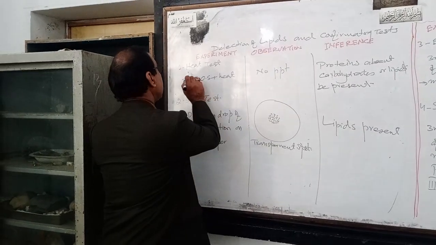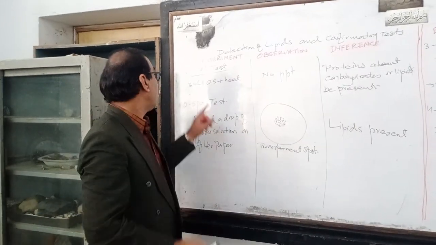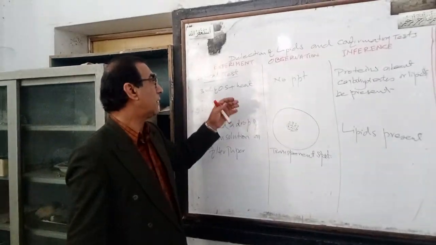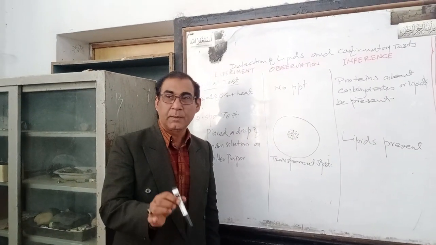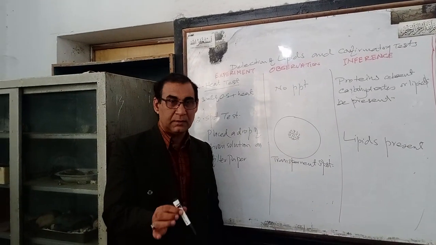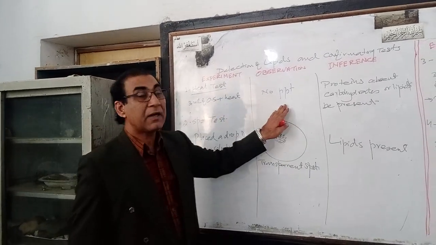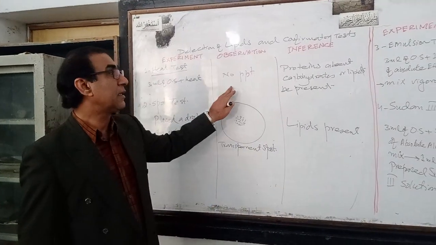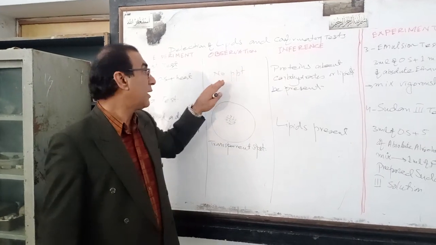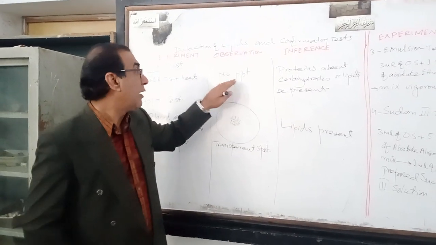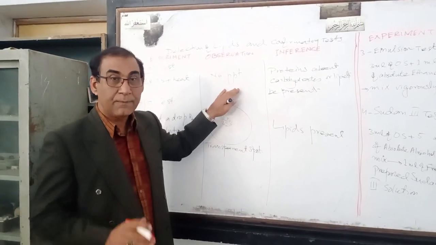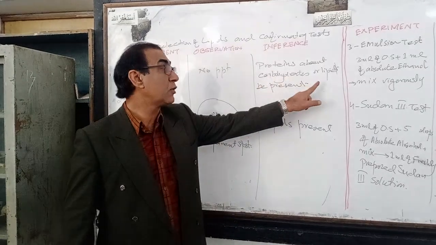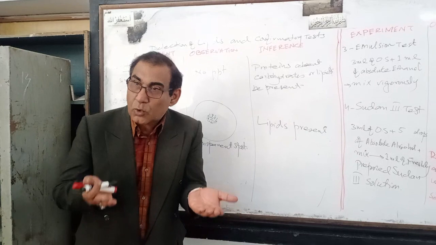In this test, we take 3 ml of original solution or the given solution. OS means original solution, and we heat that in the test tube on the Bunsen burner or any other heating object. If precipitates are formed, then we say that the proteins are present. But in this case, precipitates are not formed. If the precipitates are not formed, then carbohydrates could be present, or lipids could be present, or nothing could be present. That could be even water.